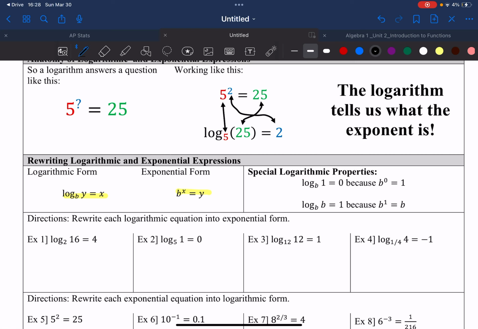And then log base b of b is equal to 1 because b to the power of 1 is equal to b. So again, the first one is saying that anything raised to the 0 power is 1. And this one is saying, anything raised to the first power is itself. So these properties of exponents you should already know from Algebra 1.